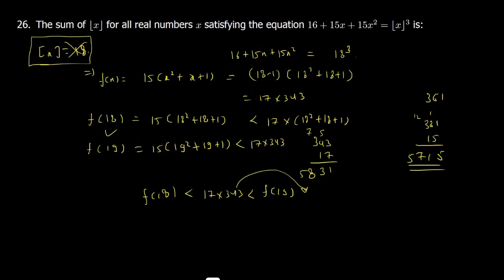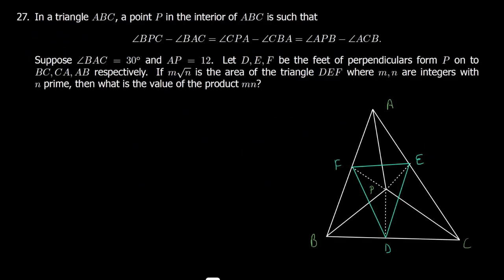Alright, next, let's have a look at question number 27. This is a very nice geometric problem. I've already made the diagram. So the triangle ABC, a point P in the interior of ABC is such that angle BPC minus BAC is equal to angle CPA minus angle CBA is equal to angle APB minus angle ACB.